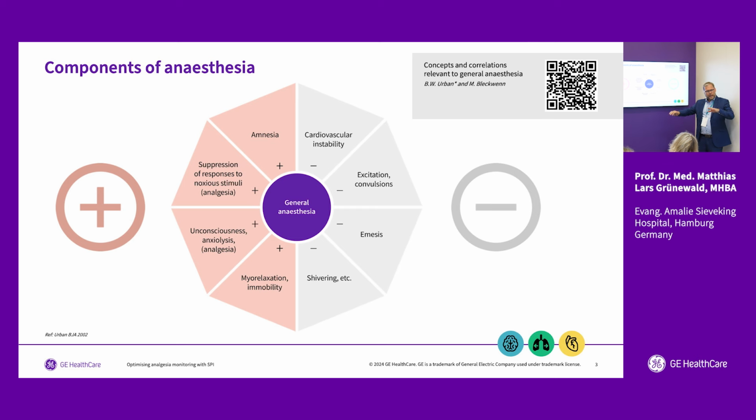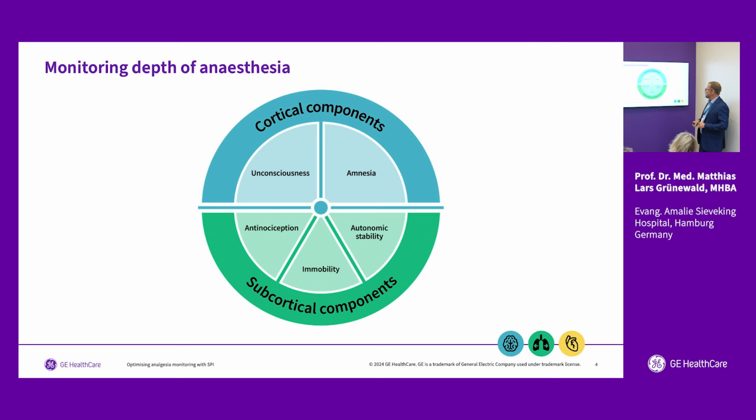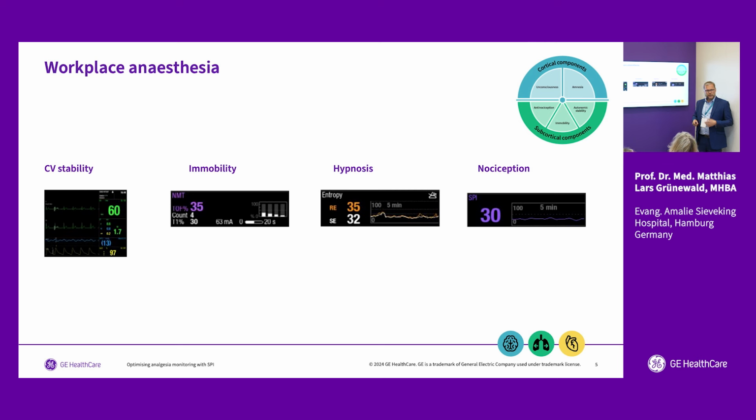So we as anesthesiologists always have to find the right balance for our patients. And then we have the cortical components, and we have the subcortical components, and all of that we want to measure in every individual patient. There is a workstation that you can see here that has all those monitoring techniques inside, and wants to give you a complete picture. This is now a GE presentation, but I want to give you my insights, which may help you find the right dose of anesthetics for your patients.